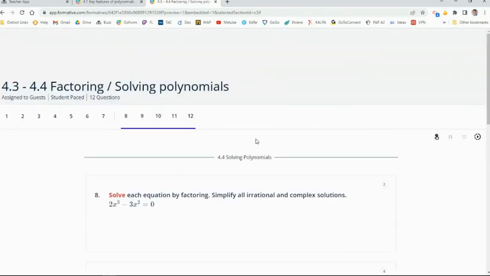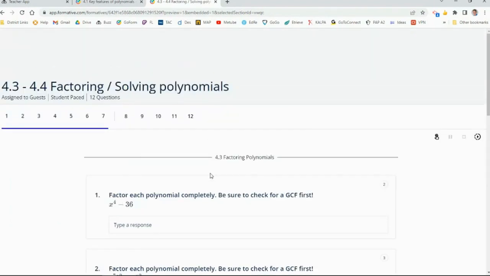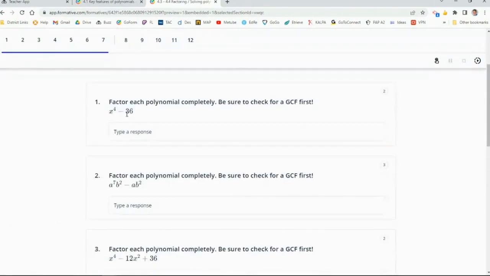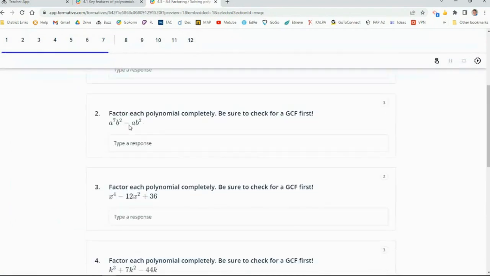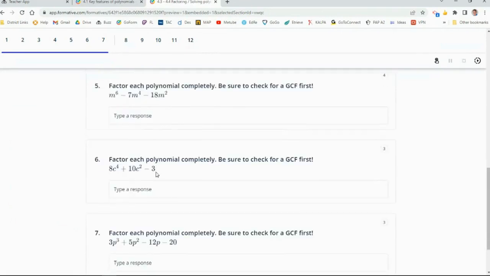Here's our assignment. It's loading slowly, as it does. All right. Solve. Well, the first ones are up here. The first ones are just factoring. So give me the factors of that after you've fully factored it. All right. Check for a greatest common factor and factor it.